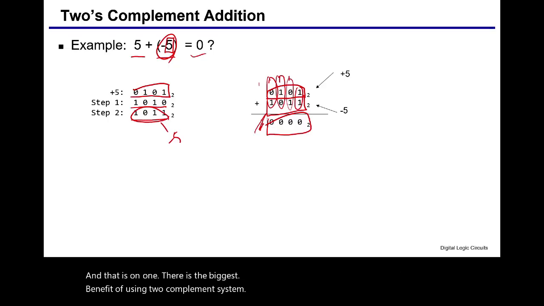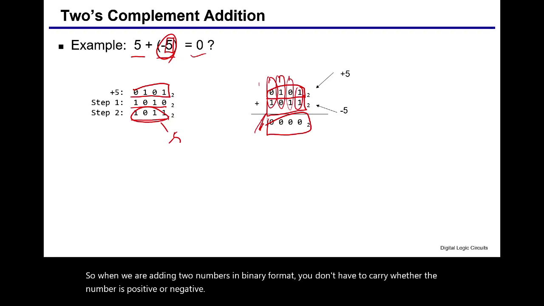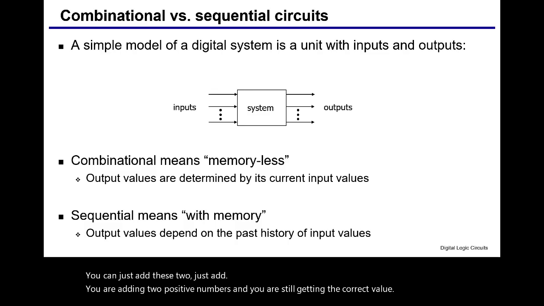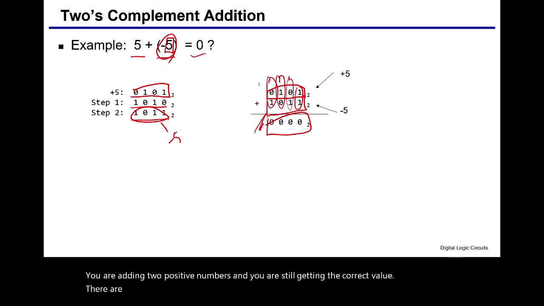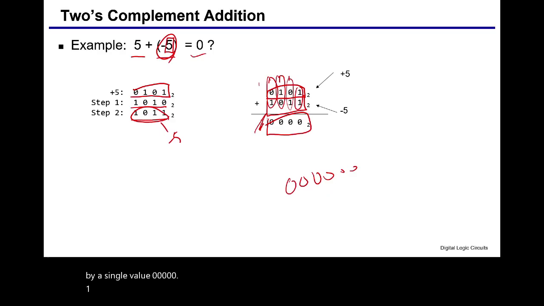So when we are adding two numbers in binary format, you don't have to care whether the number is positive or negative. You can just add these two, just as if you are adding two positive numbers, and you are still getting the correct value. There is another benefit of using two's complement system: 0 is always represented by a single value, 0, 0, 0, 0. 1, 0, 0, 0 is not 0 in two's complement system. That is a different number.